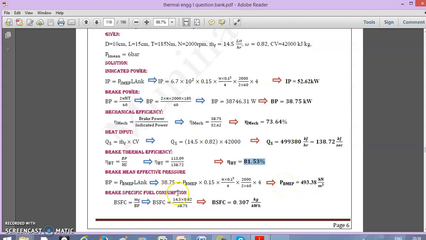Next is brake specific fuel consumption. The formula is MF by BP, and if you substitute MF in kg per hour, then you'll get BSFC in kg per kilowatt hour. The MF is 14.5 into specific gravity, so 14.5 into 0.82 divided by 38.75, which is the brake power. So the resulting BSFC is 0.307.